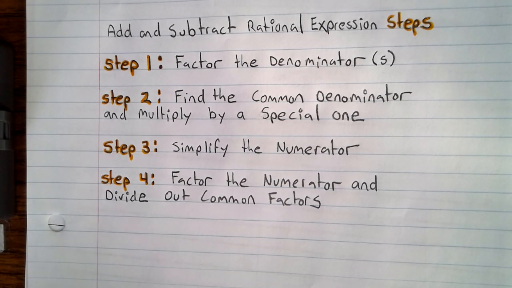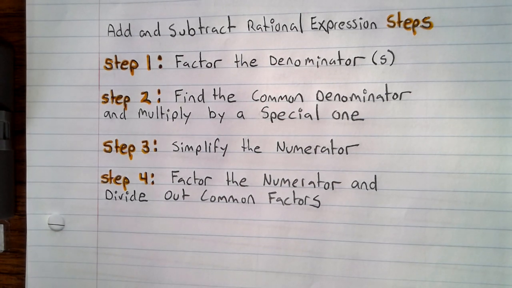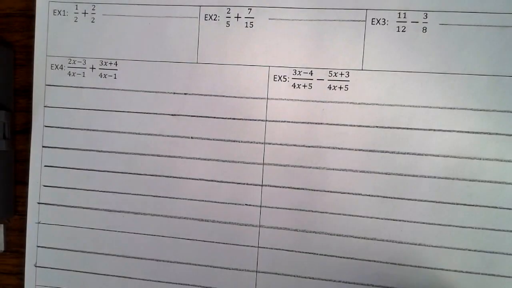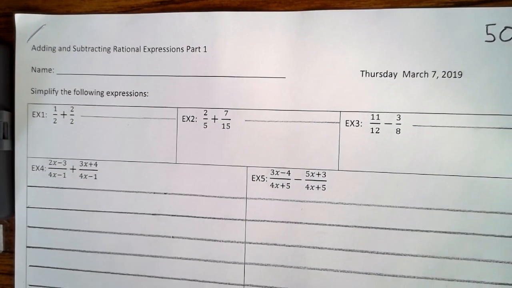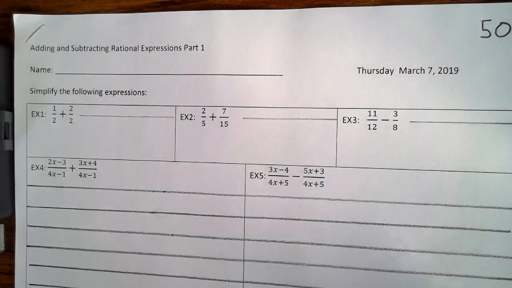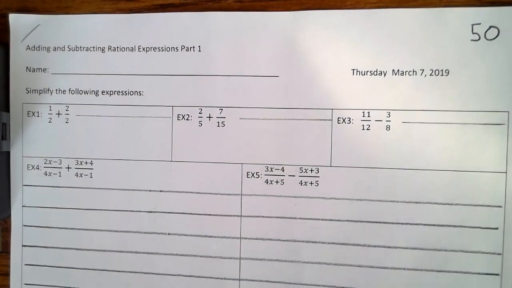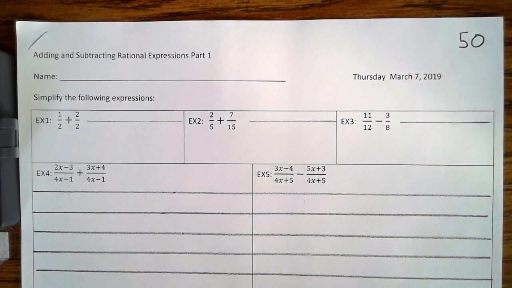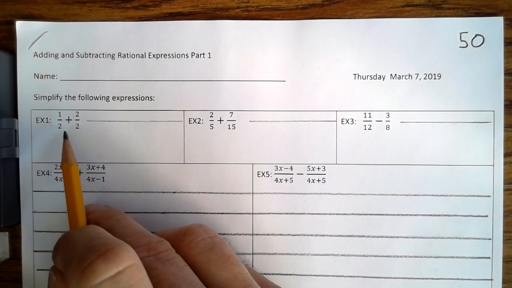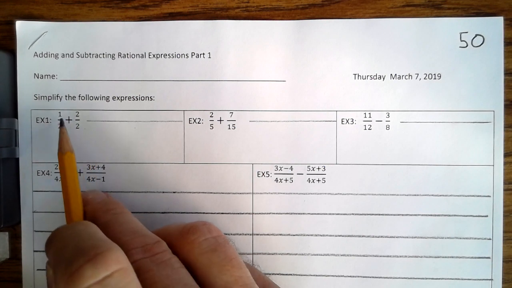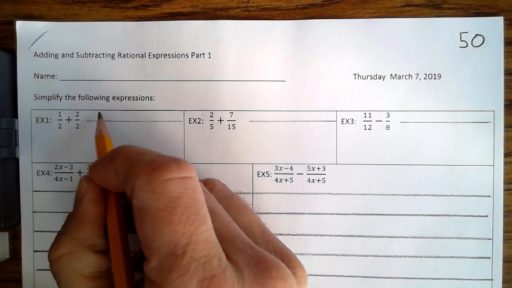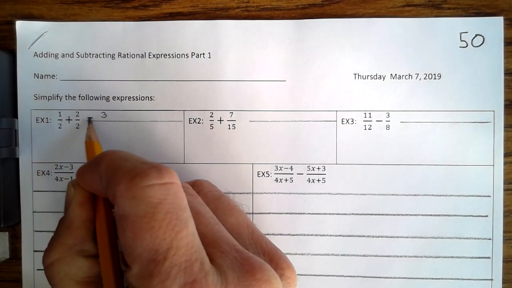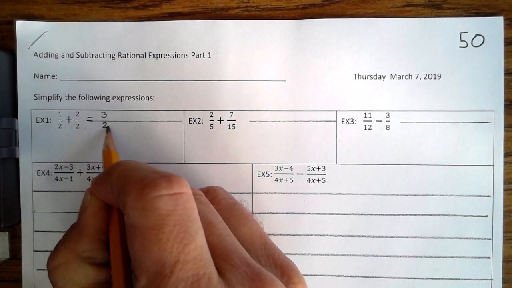All right, if you would, update your notes. All right, now your notes are updated. Let's take a look at the examples. All right, example 1. Now, you'll notice that the camera's not very good. Now it's much better. All right. Here, the denominators are the same, so you just add the numerators. So 1 plus 2 is 3 divided by 2.